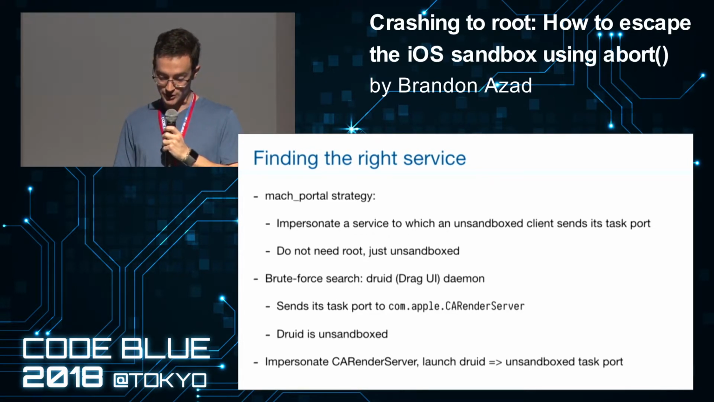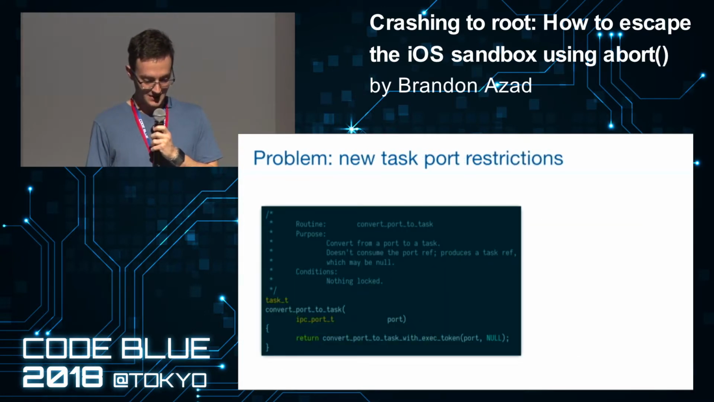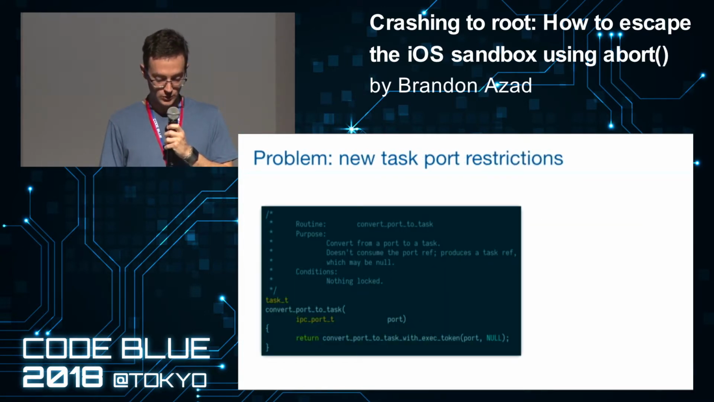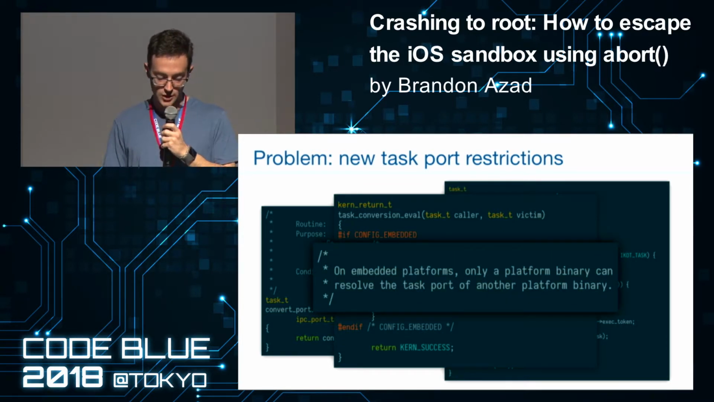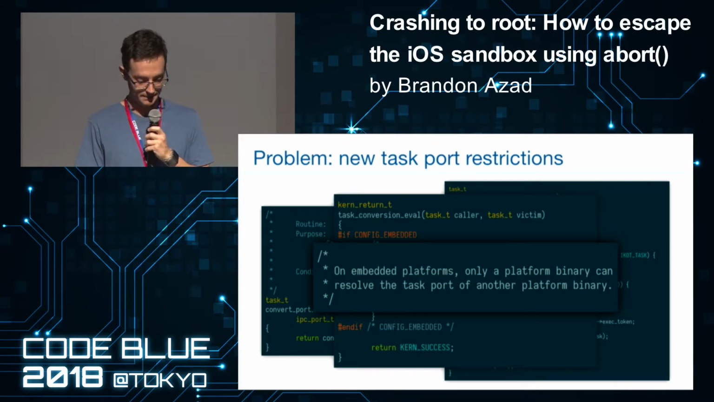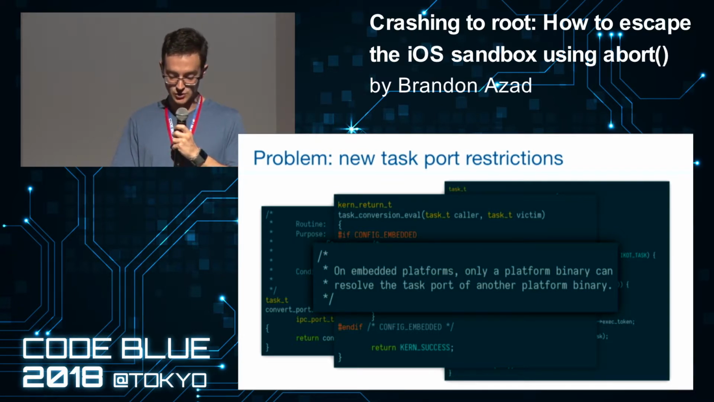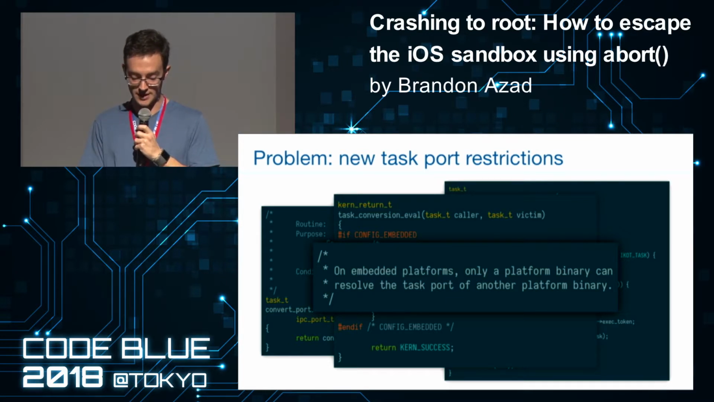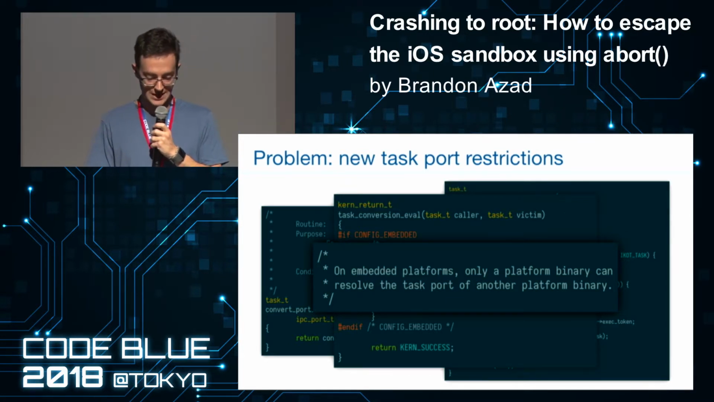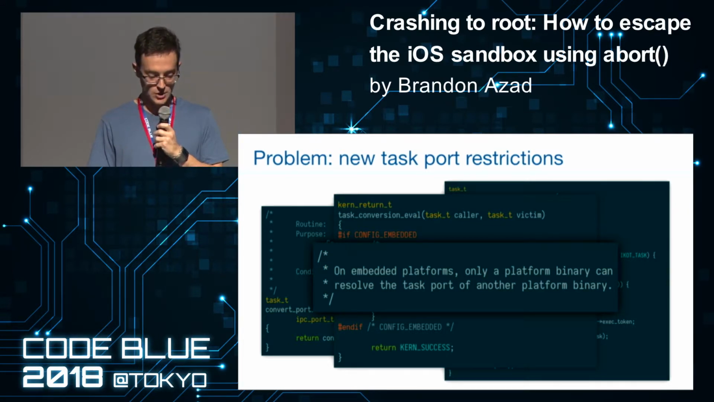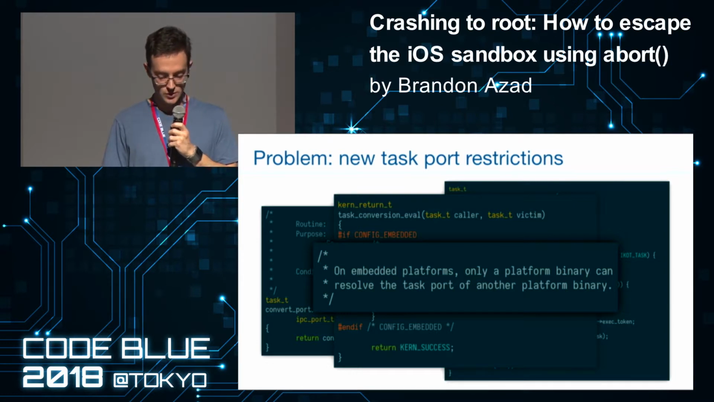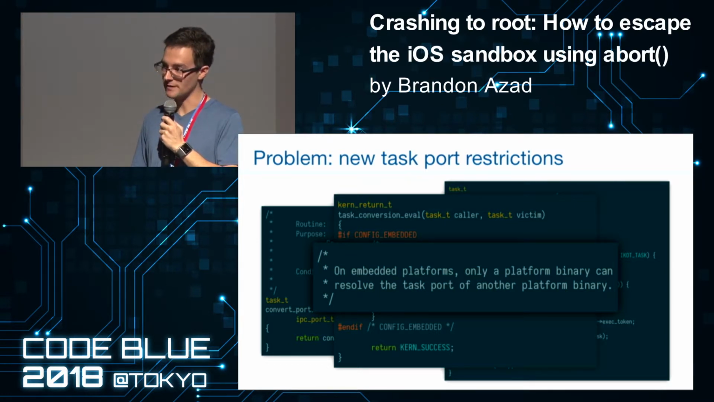Now, unfortunately, once again, it's not actually that easy, because Apple's added a mitigation. If you look through the source code of XNU, you'll find that there's a new mitigation in a function called task_conversion_eval, with a comment that says, on embedded platforms, only a platform binary can resolve the task port of another platform binary. Concretely, this means that we can't use the task port of an Apple-signed process to modify it unless our own process also bears an Apple signature. And clearly, Apple will never directly sign our exploit code. So even though we have Druid's task port, there's no way we can use this task port to modify Druid.